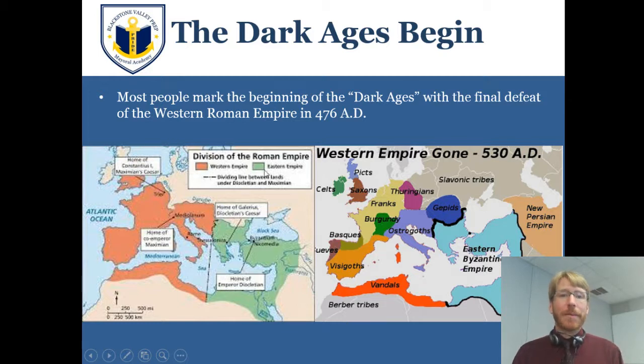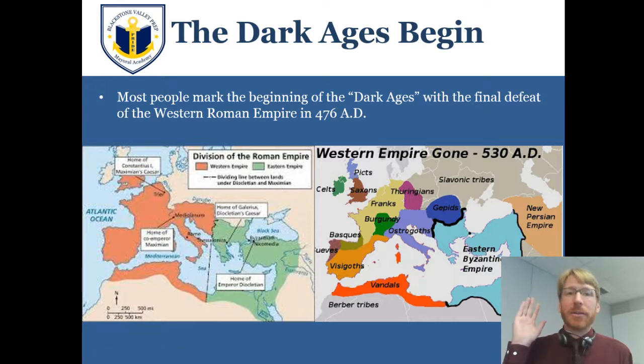Now today, we mark the beginning of the Dark Ages with this final defeat of the Western Roman Empire. On the map on your left, we can see this division, which had existed within the Roman Empire for some time, into Western Roman and Eastern Roman, or Western Empire and Eastern Empire. The Eastern Empire is going to continue to exist. It's going to continue to exist for a very long time.